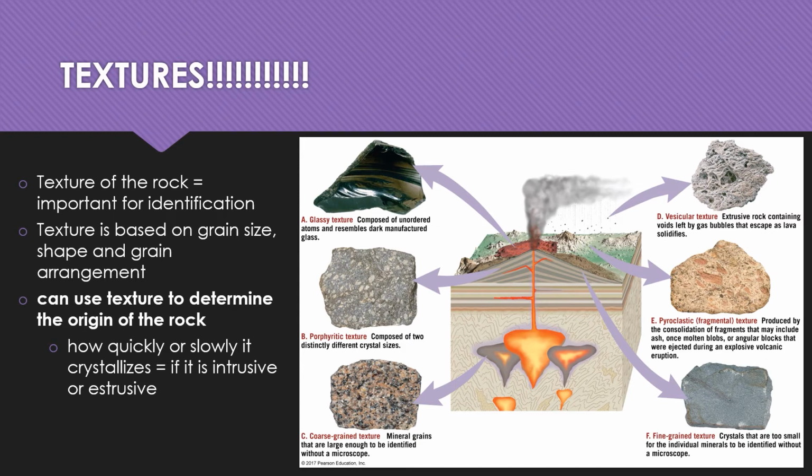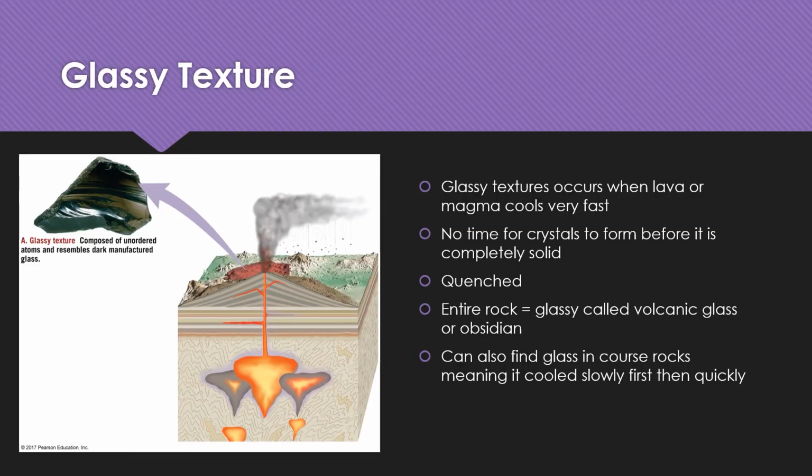So the glassy texture occurs when lava or magma cools very, very quickly. There is no time for crystals to form before it is completely solid. This is what we call a quenched rock. The entire rock is glassy, and we call it volcanic glass or obsidian. You can also find glass in coarse-grained rocks, meaning if it cooled slowly first, then very quickly, what was left was glass.